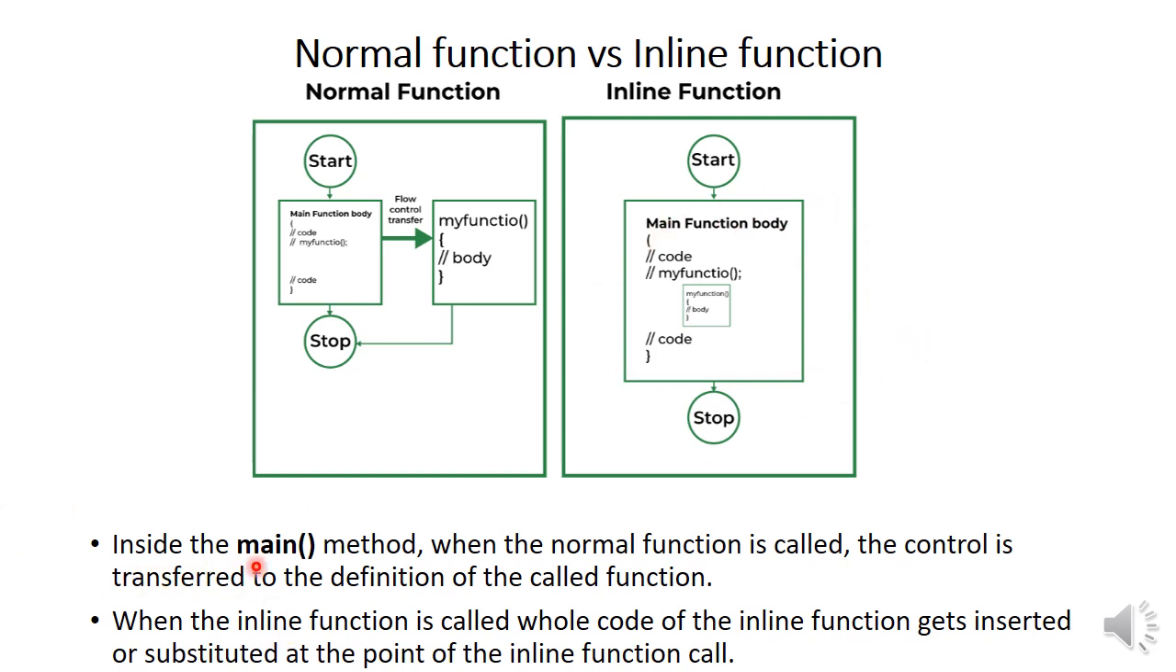So we can say that in the main function, when a normal function is called, the control is transferred to the definition of the called function. But when an inline function is called, the function definition code will be inserted at the point of the inline function call statement.